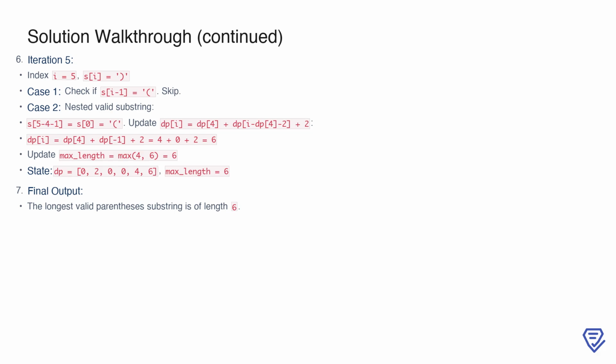Here, s[i - dp[i-1] - 1] is '(', so we update dp[i] to dp[i-1] plus dp[i - dp[i-1] - 2] plus 2. Substituting values, dp[5] becomes dp[4] plus dp[-1] plus 2, which calculates as 4 plus 0 plus 2, giving 6. We then update max_length to max(4, 6), resulting in 6. The final state is dp equals [0, 2, 0, 0, 4, 6], and max_length equals 6. The longest valid parentheses substring for this example is of length 6.